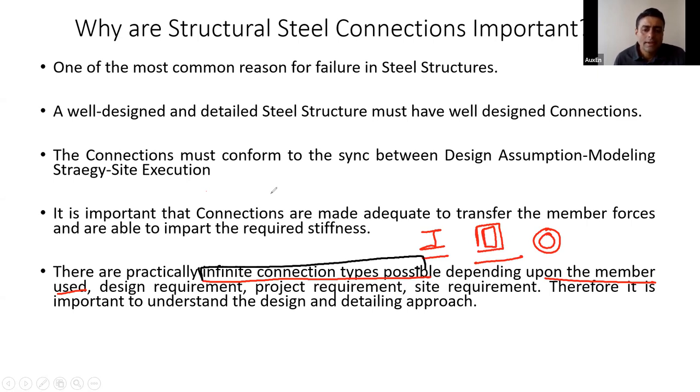Okay. So it depends on the member used. It also depends on the design requirement. Design requirement means, as I just explained, that you want a rigid connection to be developed, or you want a pin connection to be developed, or you want a shear connection to be developed. So depending on the design requirement, your connection types change. Depending on the project requirement. Project requirement means that depending, let's say, on the construction practices, your connection type may change.